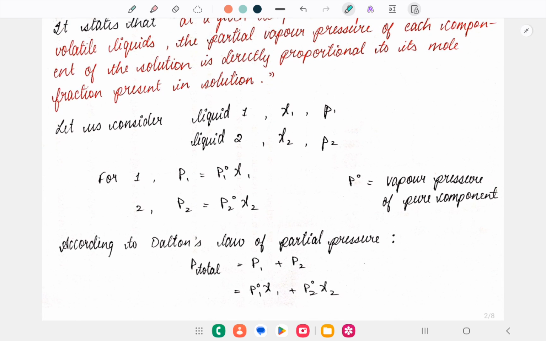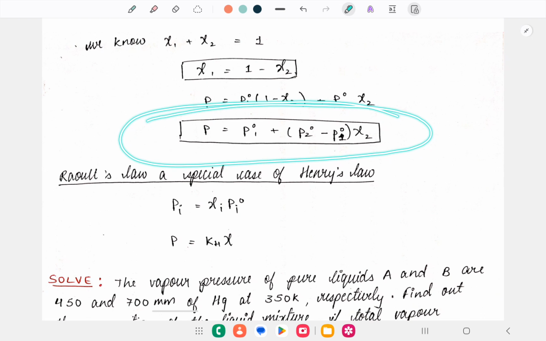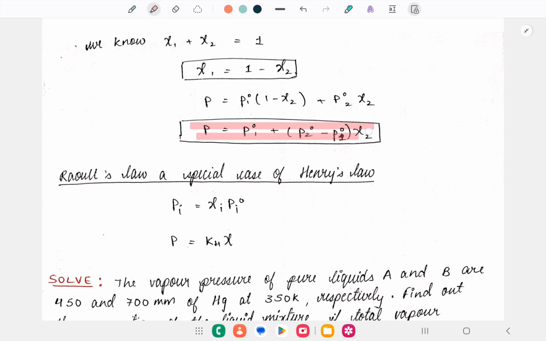To understand this, we will consider liquids 1 and 2 and the mole fractions and vapor pressures of these components in the solution. P0 is the vapor pressure of the pure component. We know that the vapor pressure of the component in the solution will be calculated with the following formula. According to Dalton's law, the total vapor pressure will be the sum of the partial pressures of each of the two components. On further substituting the values, we will get the final equation to be this. This is a very important equation to be noted down.